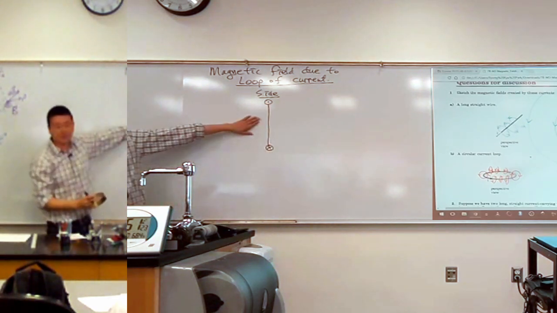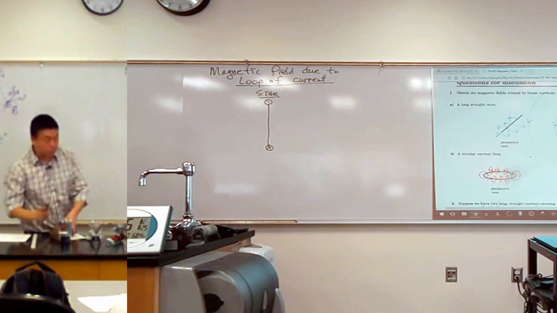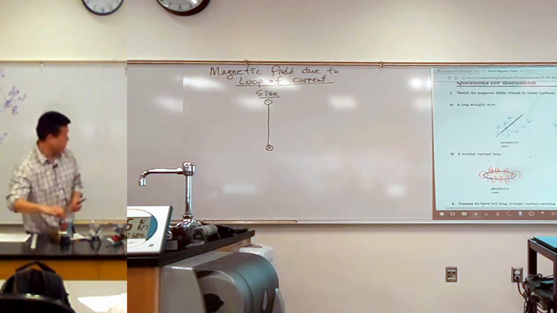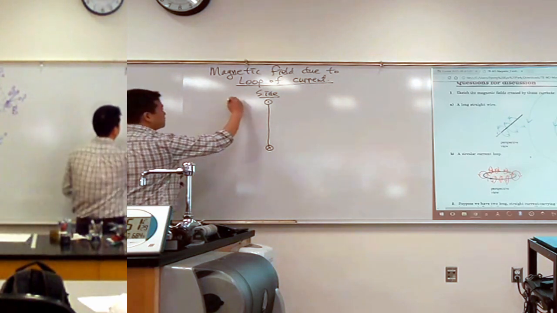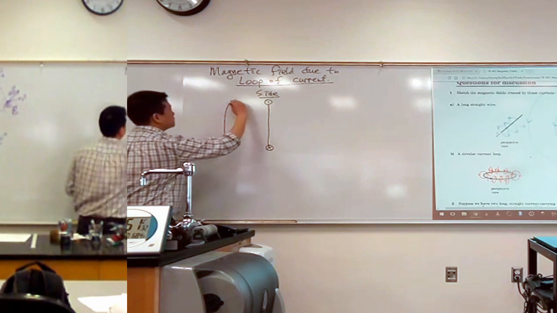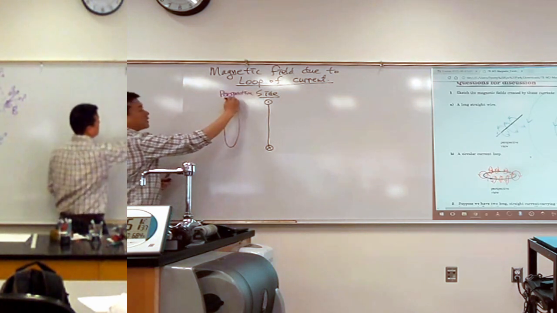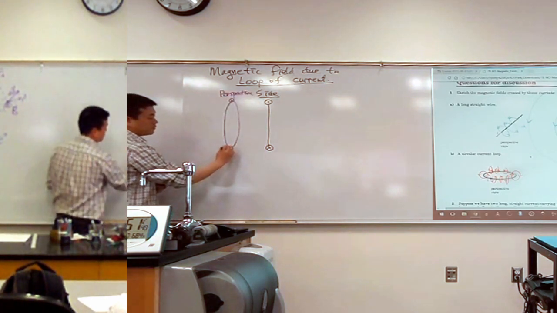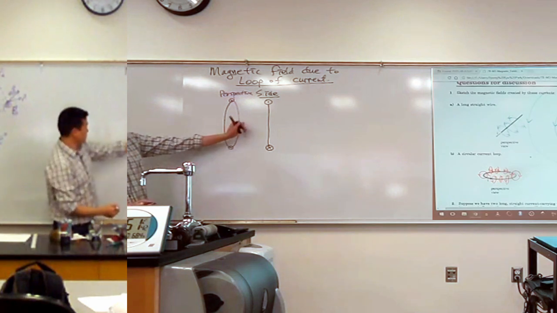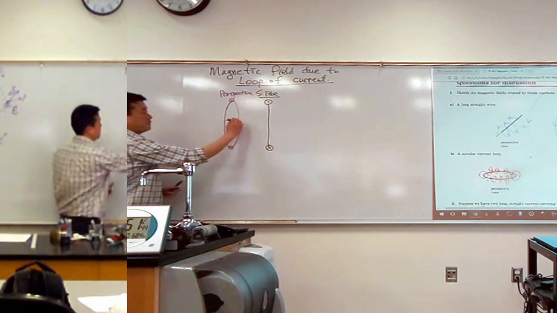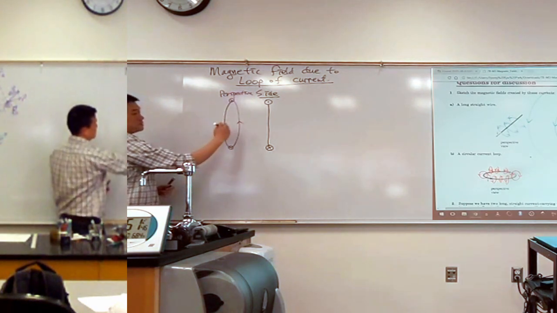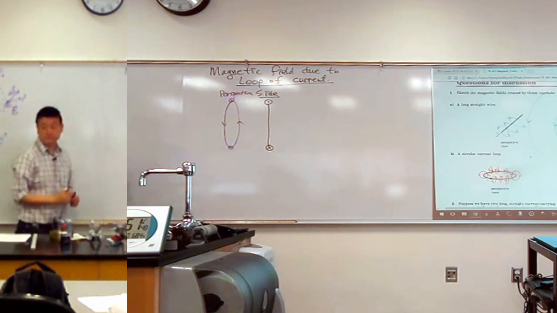The side view doesn't look anything like a loop, so let me draw a perspective view so that it's easier to imagine. So this is the perspective view. At the top, it's still coming out of the board. At the bottom, it's still going into the board. So if you imagine this segment is behind, then this is going up, and this segment is coming down.